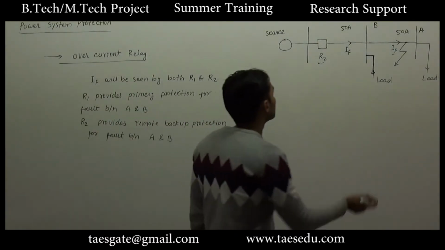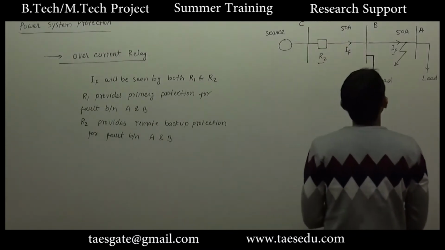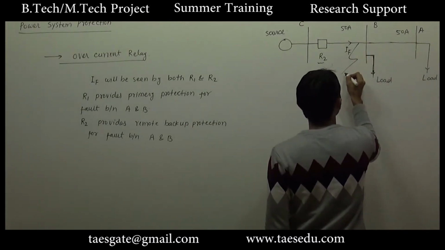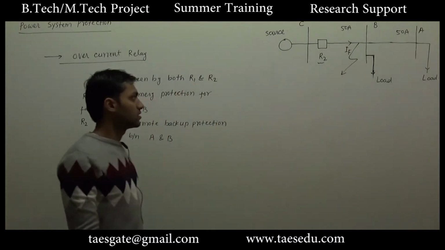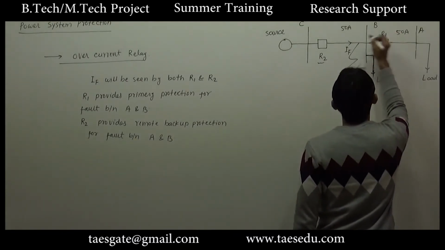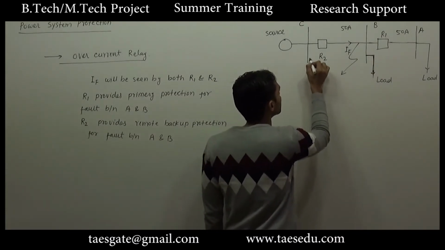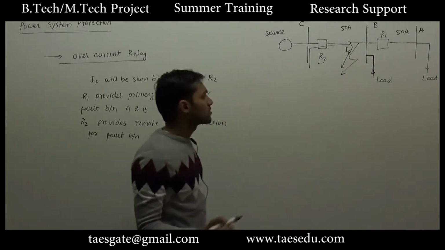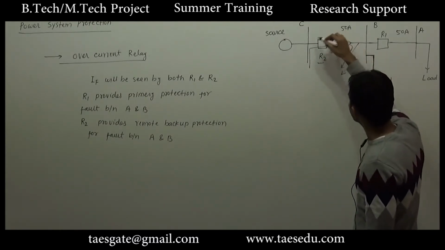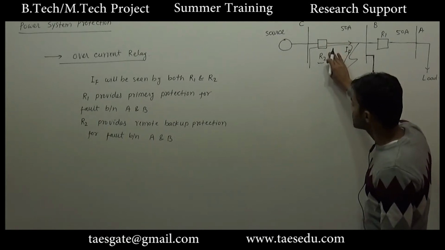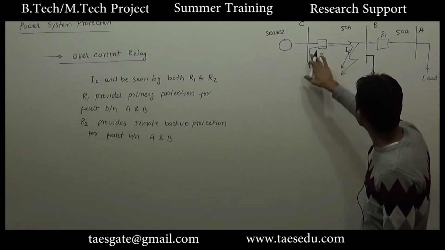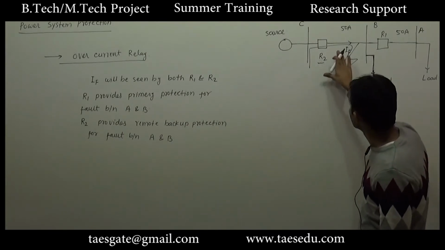Okay, now consider a fault between bus B and let's say this is bus C. Let's say a fault occurs at this point. So for this fault, this is relay 1, this is relay 2. If fault occurs at this point, the fault current will flow like this. Okay, so this fault current will not be seen by relay R1. This fault current will only pass through R2. That will provide primary protection. We will say that R2 will provide primary protection for fault between B and C, and there is no remote protection for this fault.